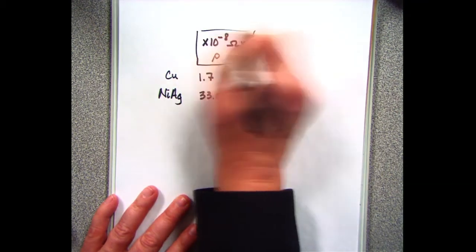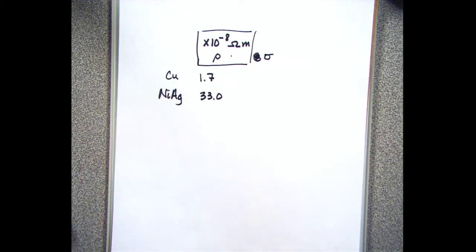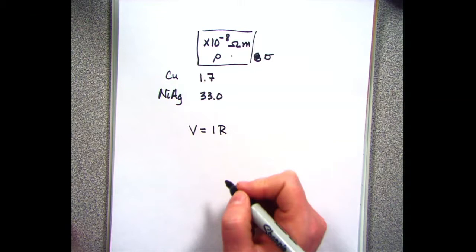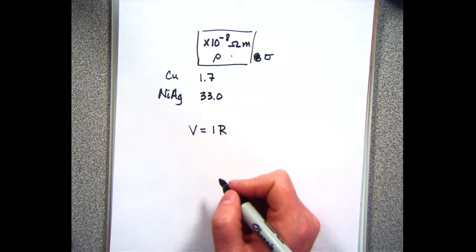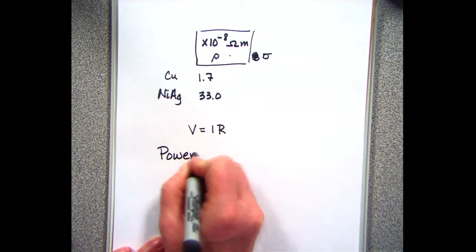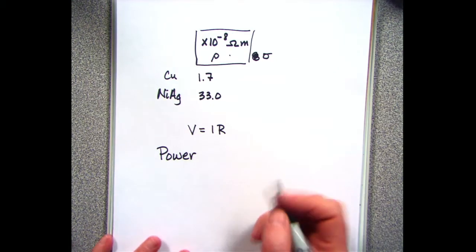So we've got Ohm's law, which is V is equal to IR. We can go back and look at power, just like we did with our capacitors. And if I go in and look at power, power is going to be in watts, which are joules per second.